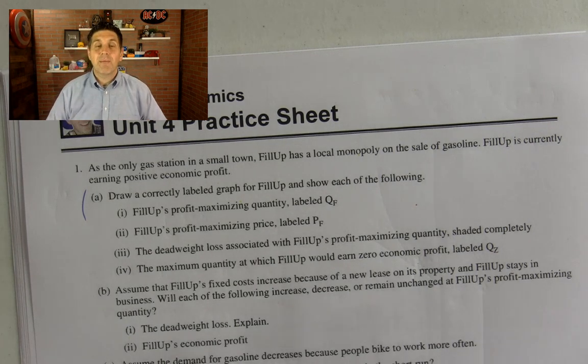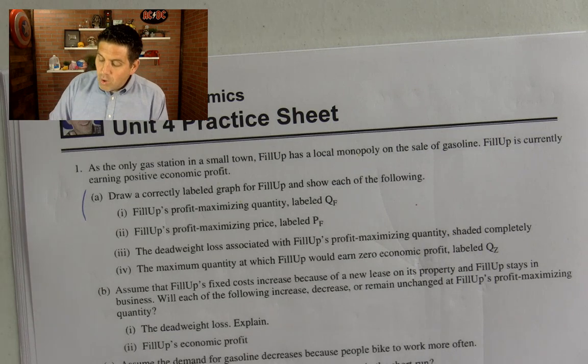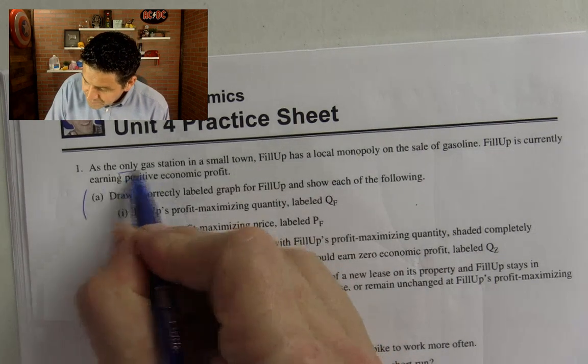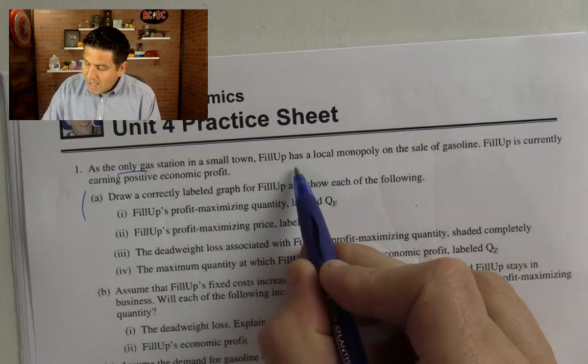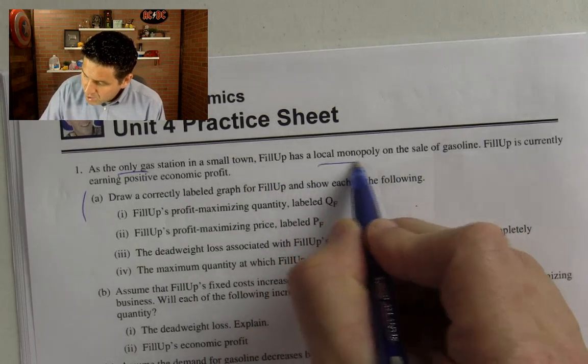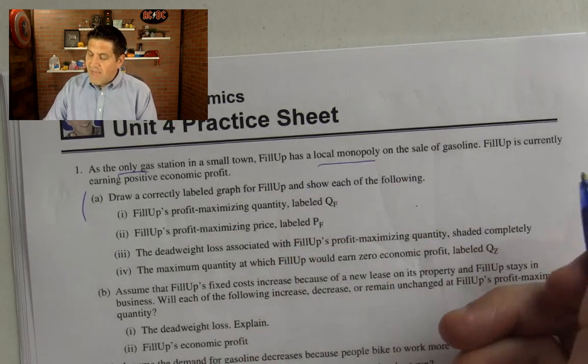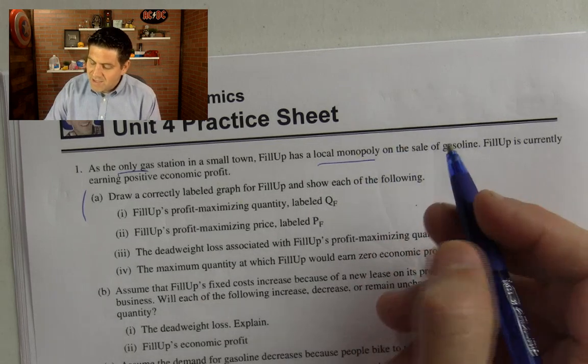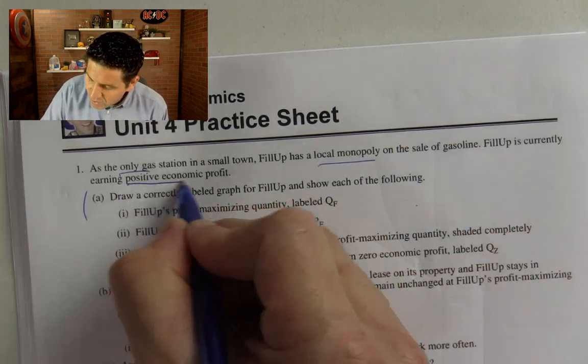Make sure you can't see them and try this completely on your own. As the only gas station in a small town, Philip has a local monopoly on the sale of gasoline. Philip is currently earning positive economic profit. So it's giving you all the information you need.